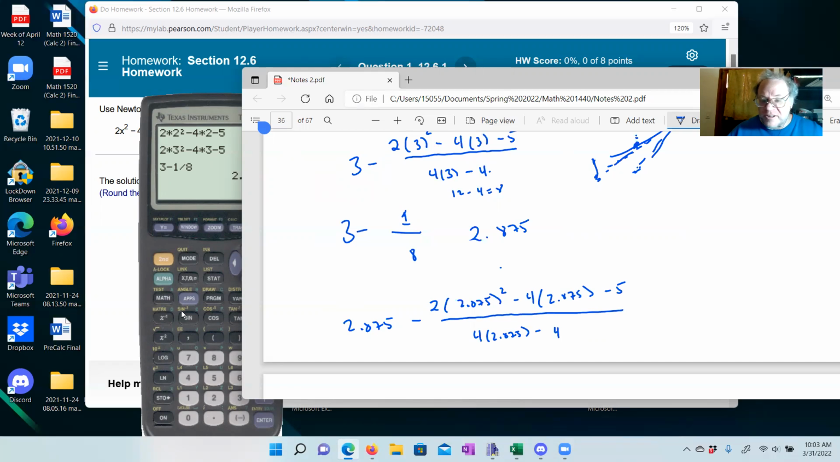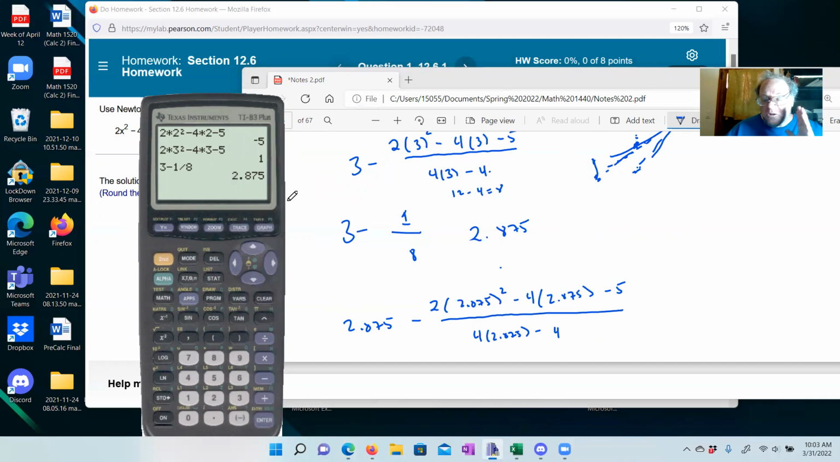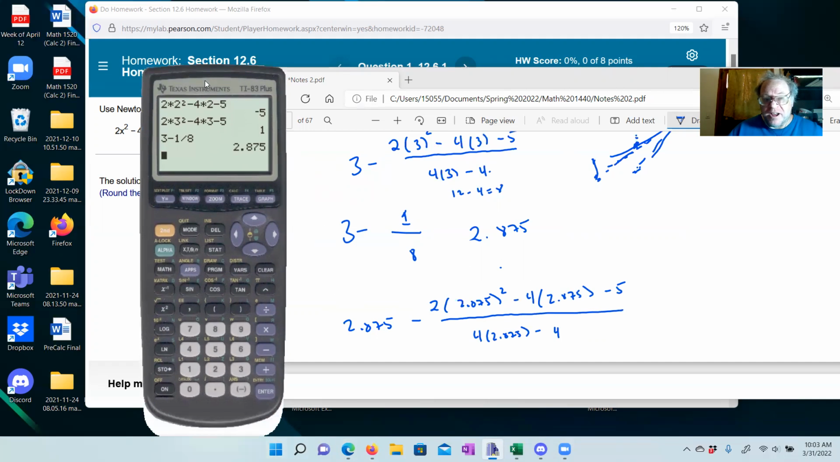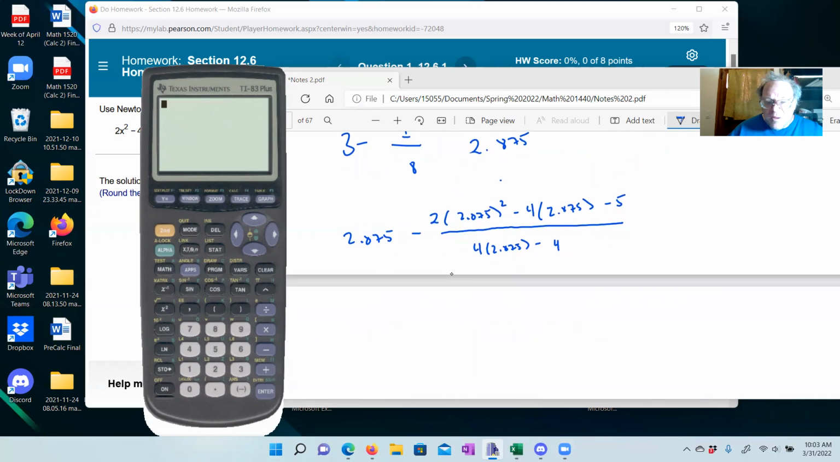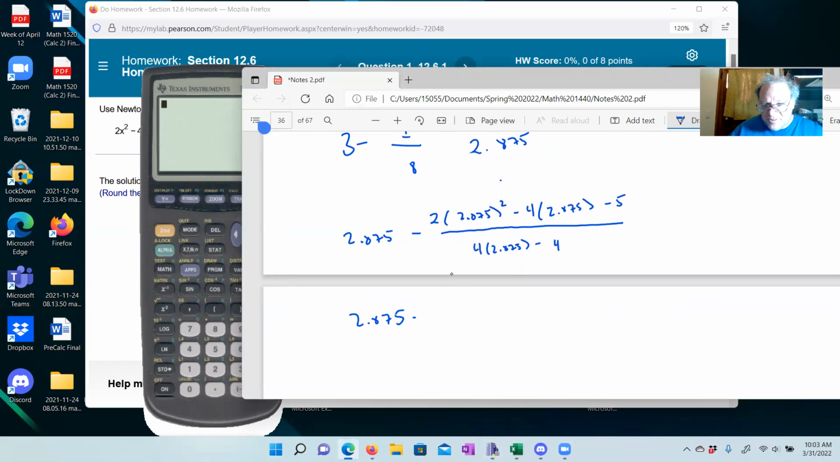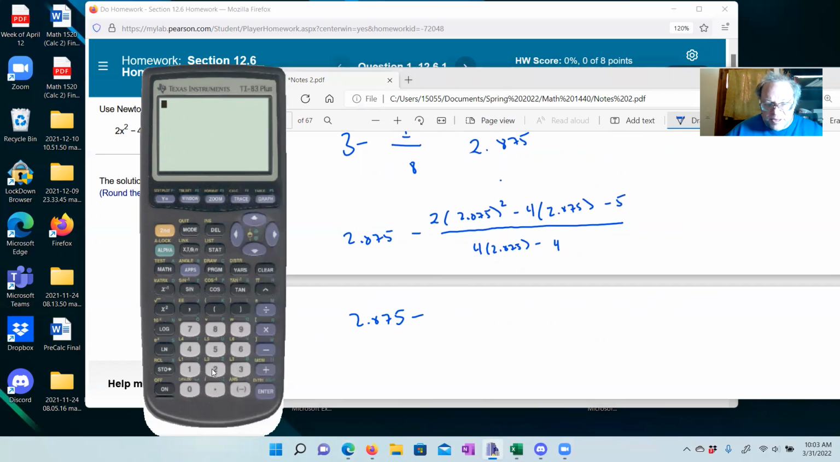We're just going to crunch that. Normally, you would want to use Excel for this, but this is kind of a small problem, so I don't know if you want to bother with Excel or not. We're just going to keep 4 decimal places, so I'll do it in pieces. So this is going to be 2 times 2.875 squared, minus 4 times 2.875, minus 5.